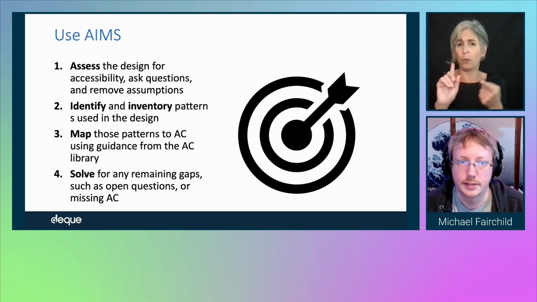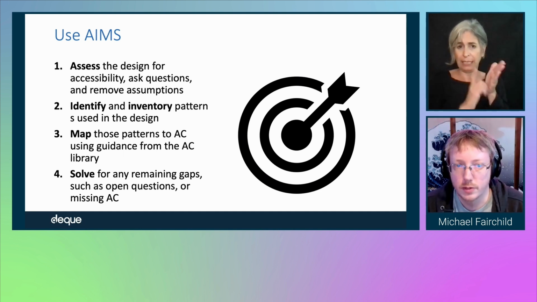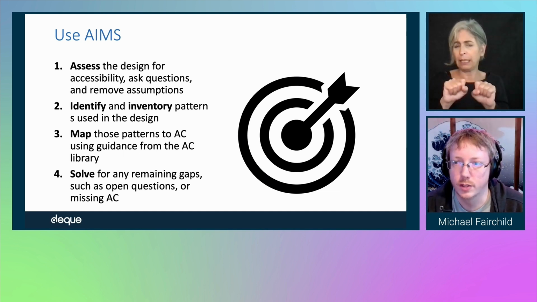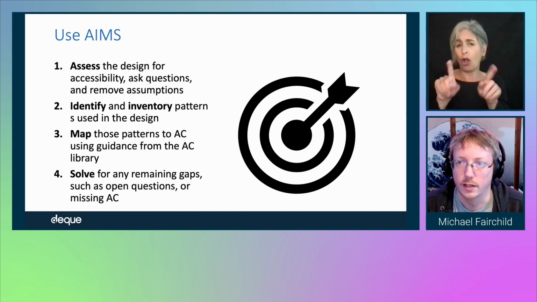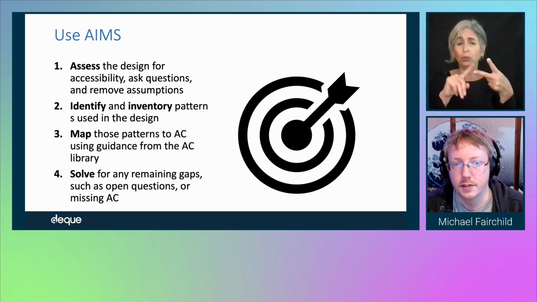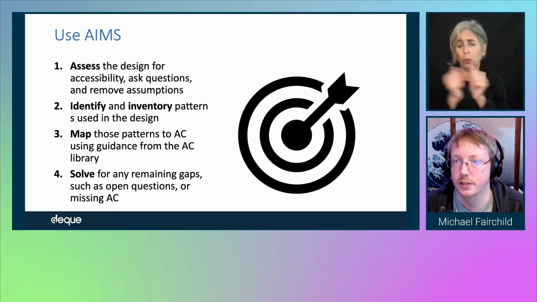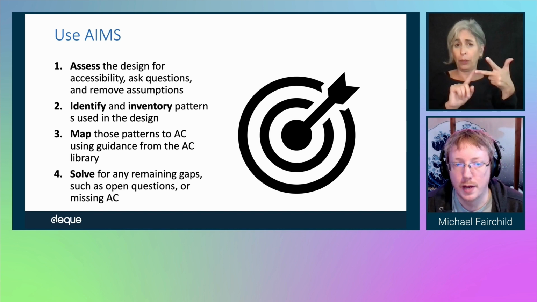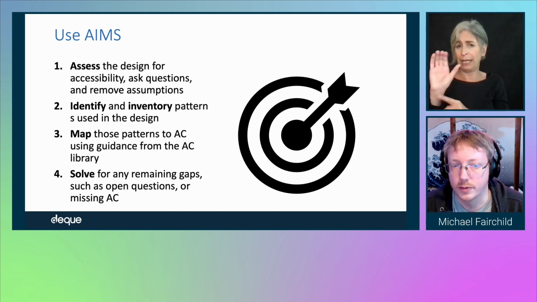Step one, assess the design for accessibility, ask questions, and remove assumptions. So again, that could be a collaboration between different team members. Step two would be to identify and inventory patterns used in the designs, components used in the designs, right? Step three would be to map those patterns and components to AC using guidance from the AC library.